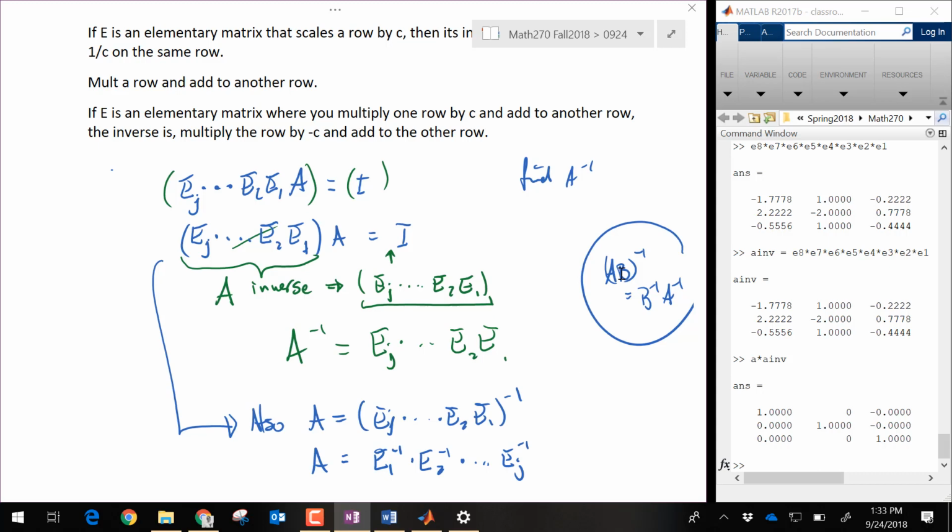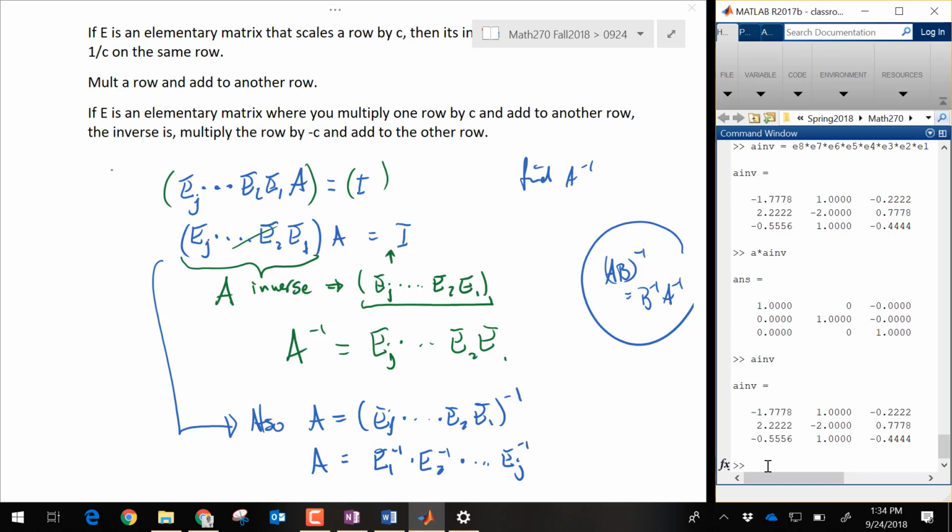So in Matlab, we have A inverse, and we got this by multiplying the things, right? In Matlab, you can actually directly find the inverse by using the INV function, INV parentheses A, which should give you the same result. And in this case, it does.